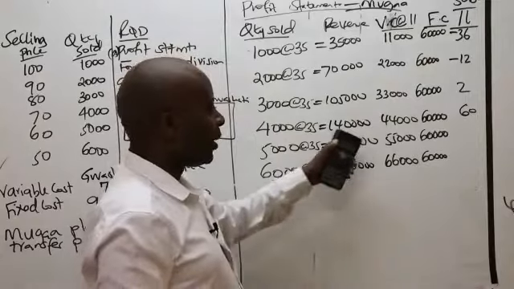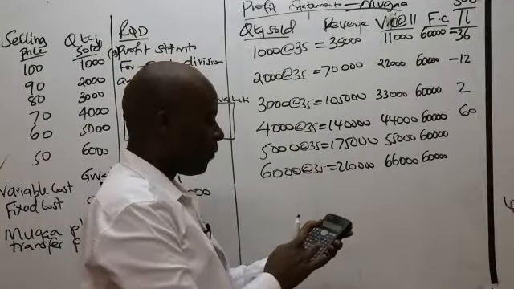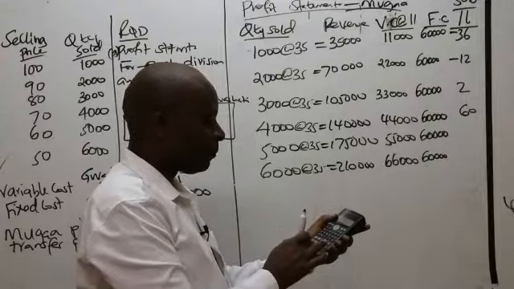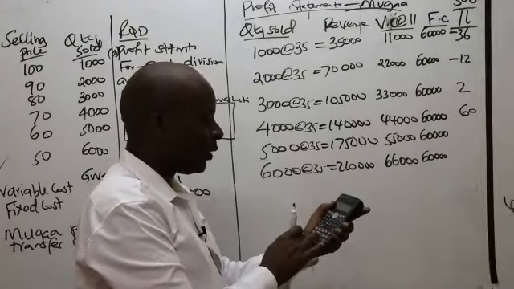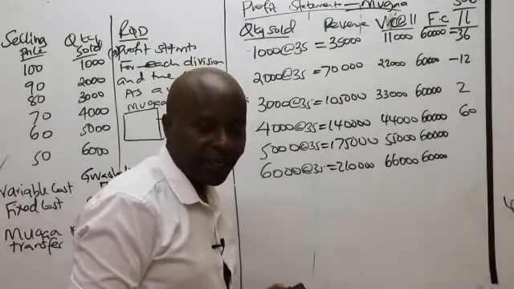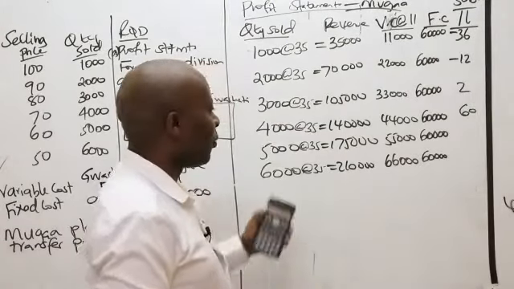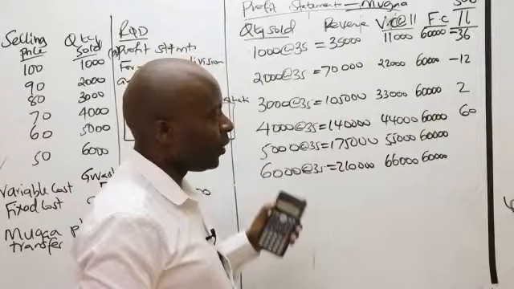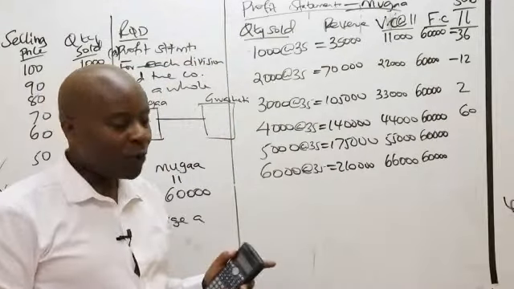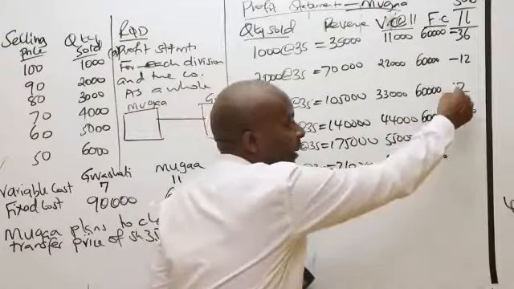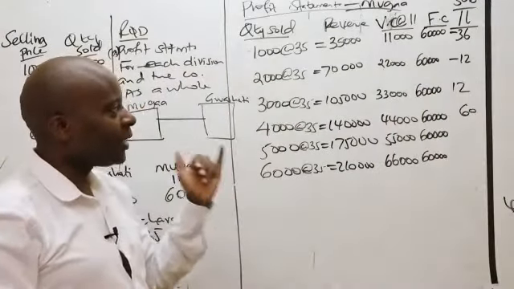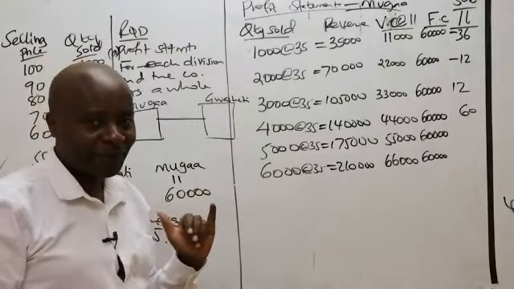Let's confirm. It will be 140,000 minus 44,000 minus the fixed cost of 60,000. I'm getting 36. The fourth profit. Okay, the third one is supposed to be negative 12. Let us confirm. Is the first correct? Negative 36.